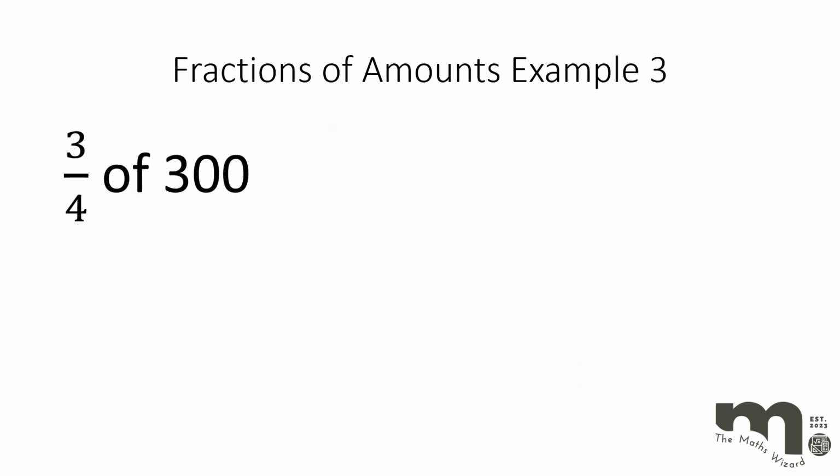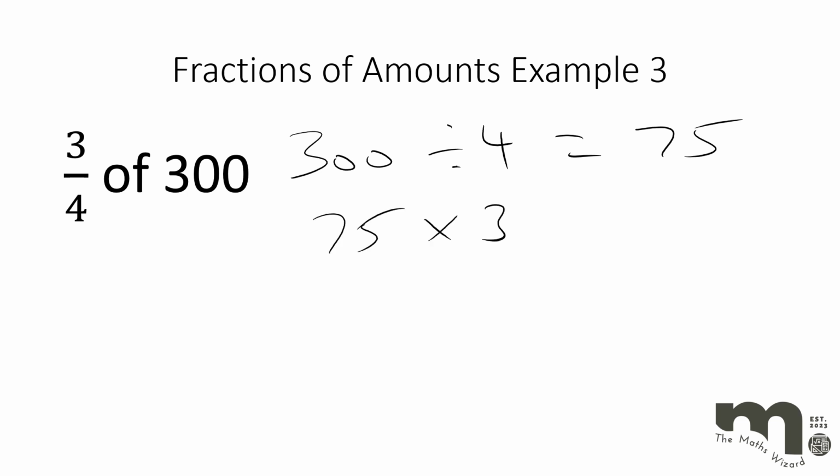Next one. We'll just start from scratch on this one. So we've got 3/4 of 300. We first need to do 300 divided by 4. That will tell us what 1/4 is, which is 75. And then 75 times 3, that will give us 225 for that one.